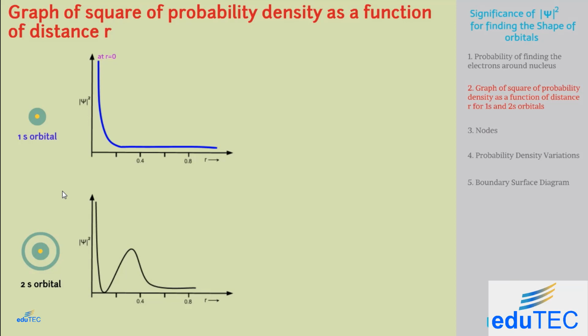In contrast to this, for 2s orbital, the probability density function decreases sharply to 0 and it then again starts increasing. At some distance, it reaches a maximum, but with further increase in distance, the probability density function approaches 0 again.